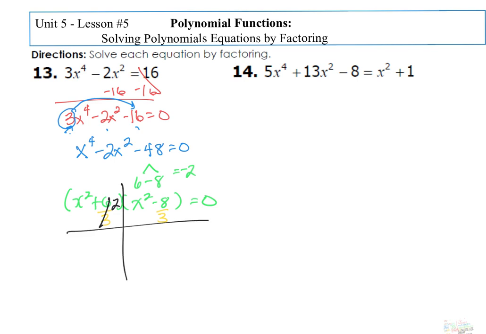So t-barring, we have x squared plus 2 equals 0. To solve for x, which is the whole goal, we minus 2 from both sides, so x squared equals negative 2, square root both sides, so x equals plus or minus i square root 2.